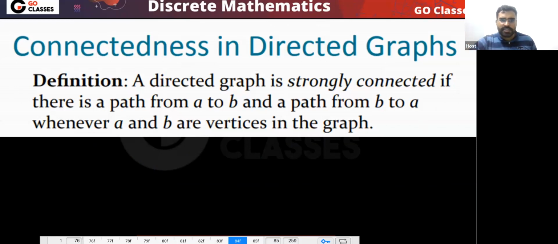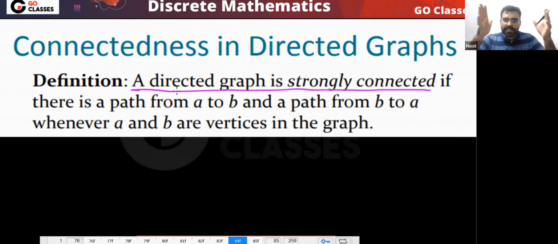So this is the definition. Now, what is a strongly connected graph? You have a directed graph. When can I say this graph is strongly connected? When you have only one strongly connected component.